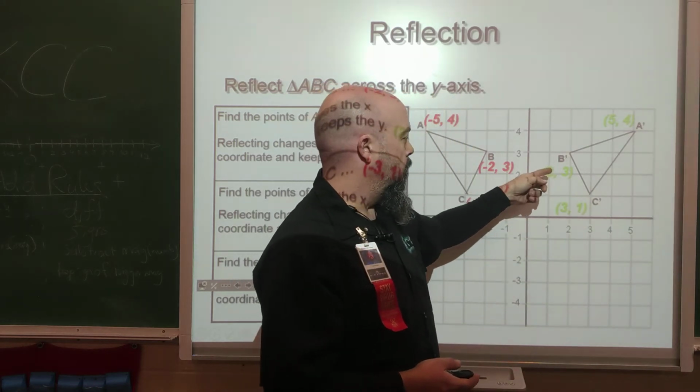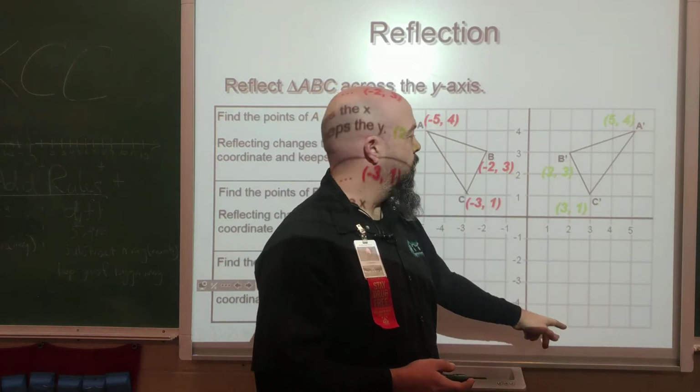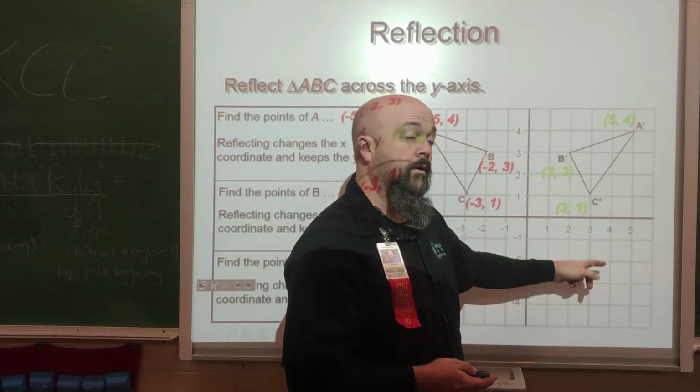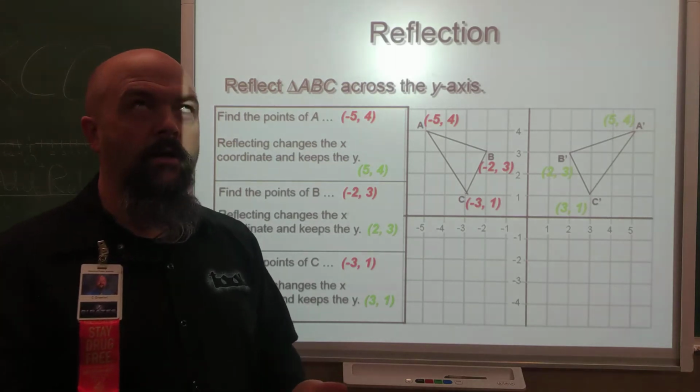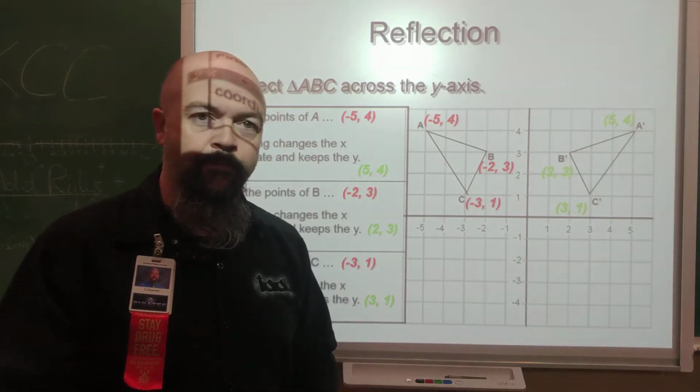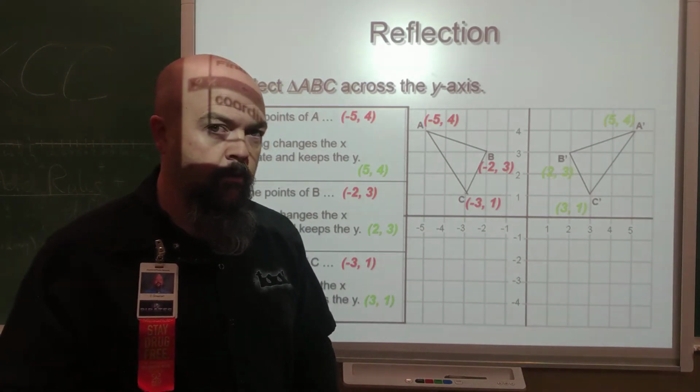Same thing, 2, 3 would become 2, negative 3. And then 3, 1 becomes 3, negative 1. And then we would have seen the shape reflect again. Okay? Catching this?